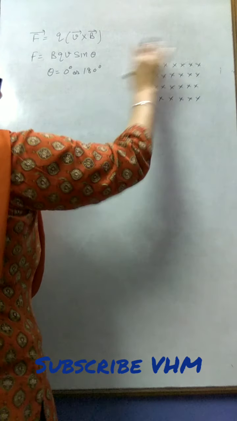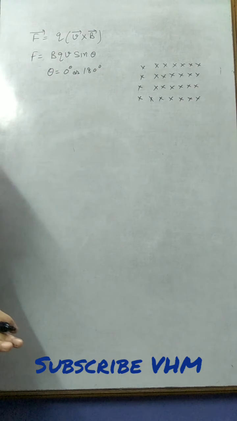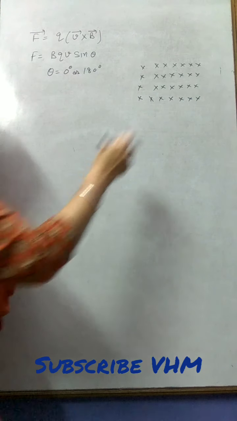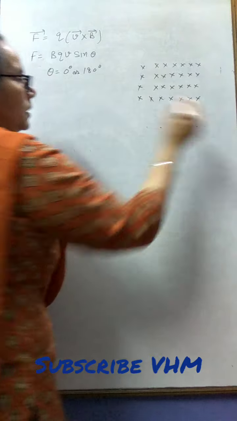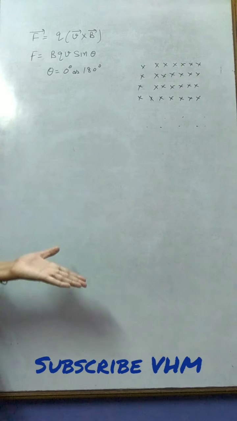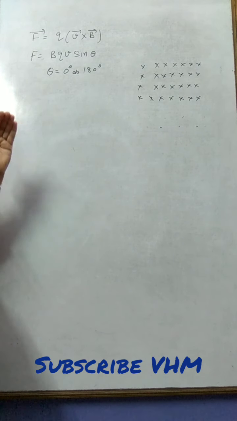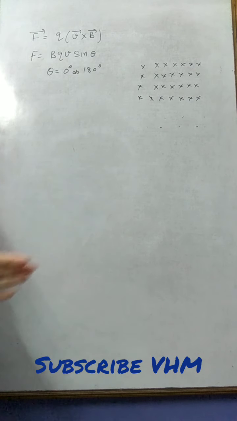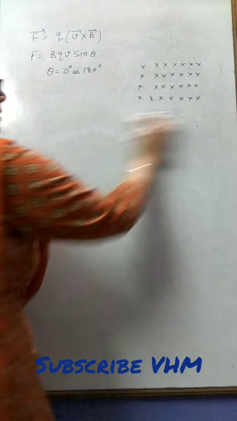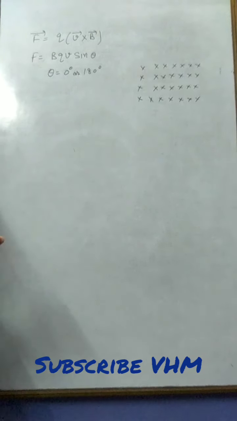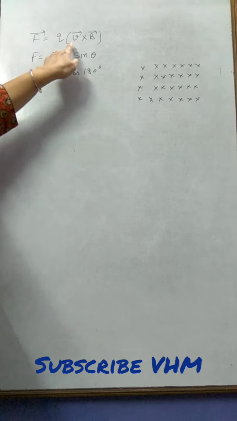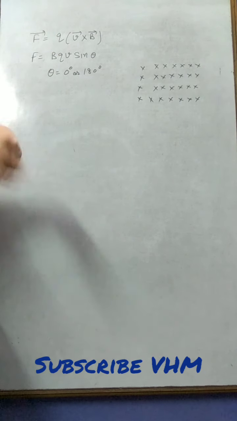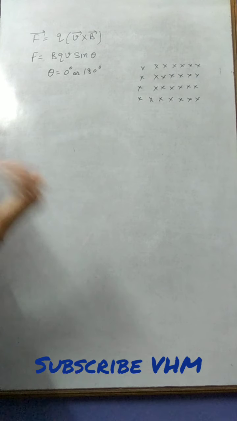Uniform, and this is perpendicular to the plane of paper and inward. And if it is represented by dots, that is again the representation of a uniform magnetic field perpendicular to the plane of paper and outward. We have considered this one, perpendicular to the plane of paper and inward. Now this force acts perpendicular, because this is the cross product. This perpendicular force does no work.